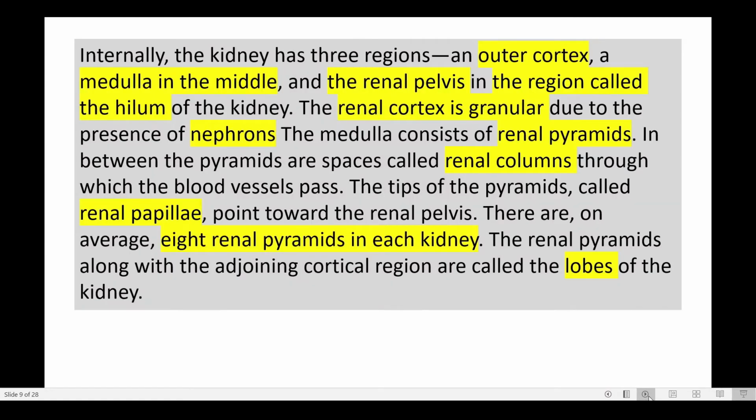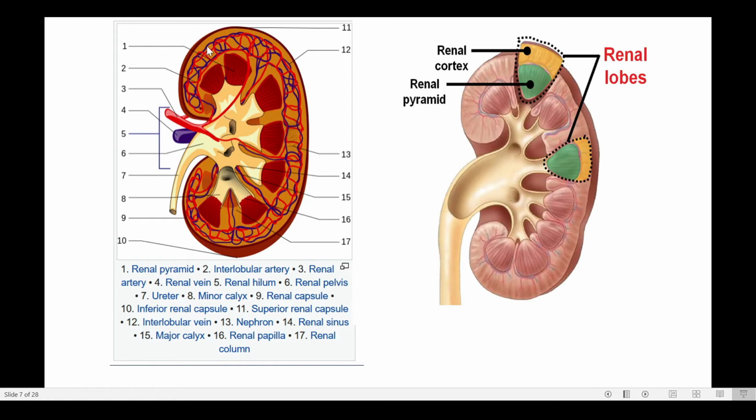Now internally the kidney has 3 regions. What are these 3 regions? These are the outer cortex region, then the middle one, the medullary region, and the third one is the concave area. This is also known as the pelvic region or the hilum region, from which you can see this number 7, the ureter, has come out. So internally we can divide the kidney into 3 parts. The outer one is the cortex, the middle one is the medulla, and the third one is the pelvic or the hilum region.